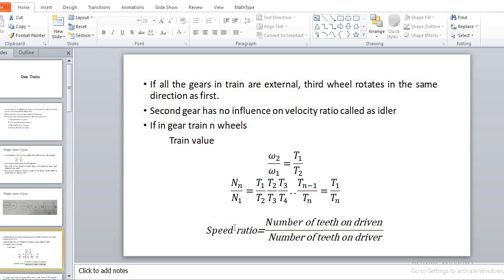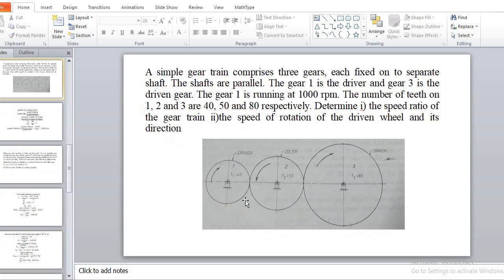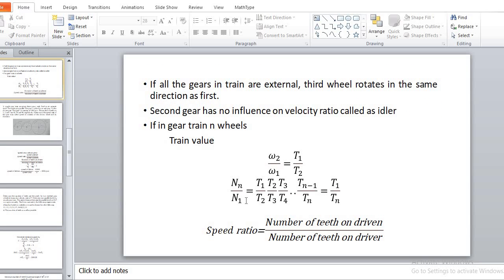Speed value or velocity ratio is opposite to this. So this is the train value, the ratio of speed of the driven wheel to the driver wheel. So we can write this like this. Now we can write velocity ratio or speed ratio like this.